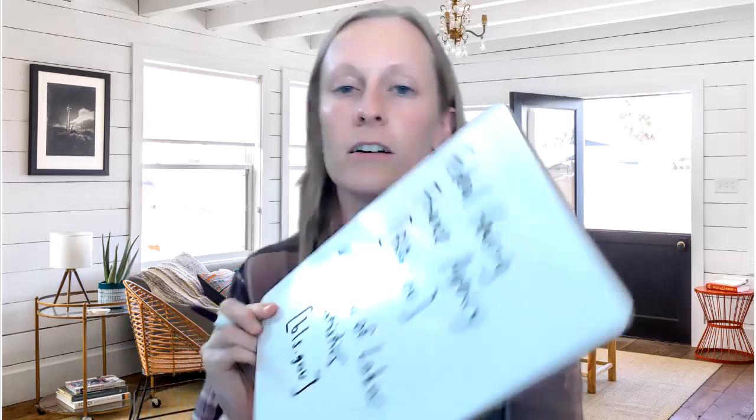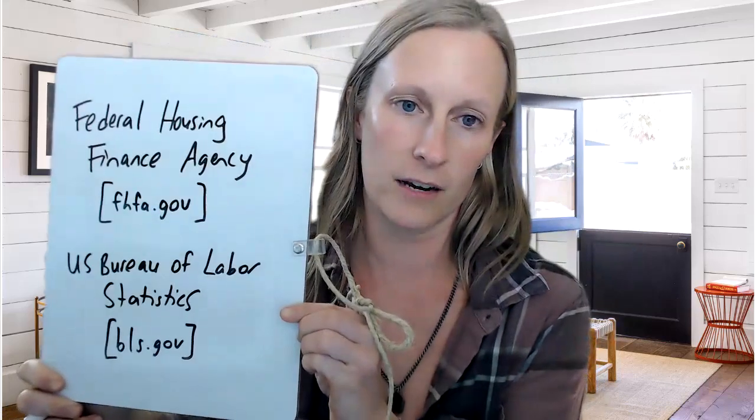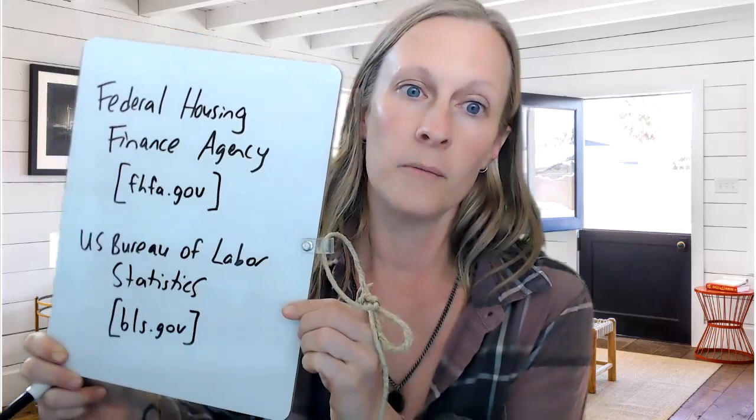The first one is, I can't write as fast as I can talk. The first one is, are you in suspense yet? I know this has to be exciting. First one I want you to go to is the Federal Housing Finance Agency, FHFA.gov. The second one is the U.S. Bureau of Labor Statistics, BLS.gov.